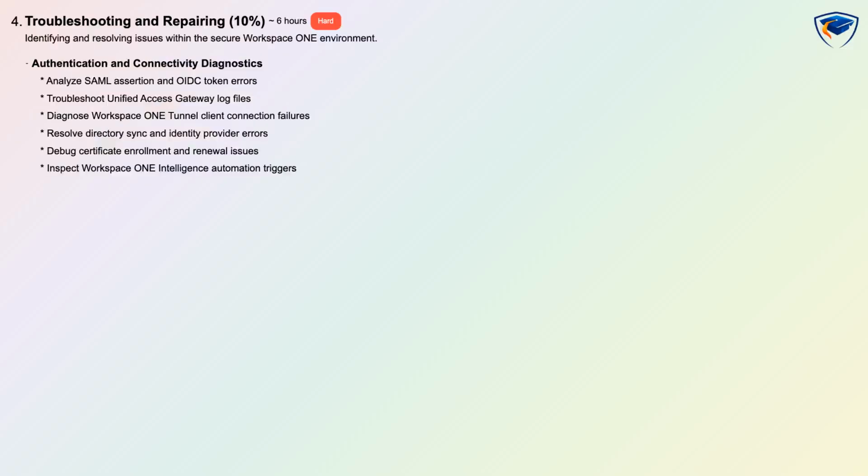The troubleshooting and repairing domain focuses on identifying and resolving issues within the secure Workspace 1 environment. This domain covers topics such as authentication and connectivity diagnostics. You'll learn to analyze SAML assertion and OIDC token errors, troubleshoot Unified Access Gateway log files, diagnose Workspace 1 tunnel client connection failures, and resolve directory sync and identity provider errors.